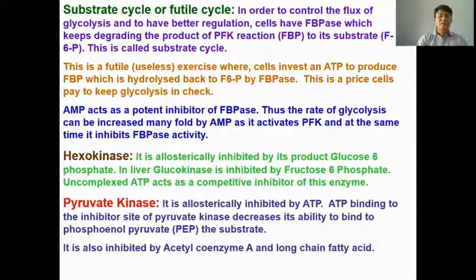Other enzymes: hexokinase is allosterically inhibited by its product glucose 6-phosphate. In liver, glucokinase is inhibited by fructose 6-phosphate. Uncomplexed ATP acts as a competitive inhibitor of this enzyme. Pyruvate kinase is the third enzyme which is subjected to regulation. It is allosterically inhibited by ATP. ATP binding to the inhibitor site of pyruvate kinase decreases its ability to bind phosphoenolpyruvate, which is the substrate for this enzyme. It is also inhibited by acetyl-CoA and long-chain fatty acids.